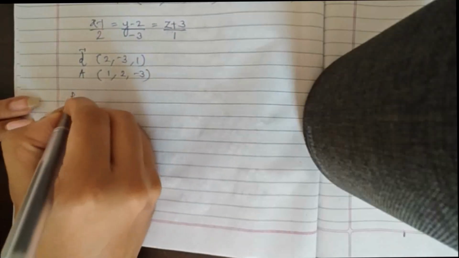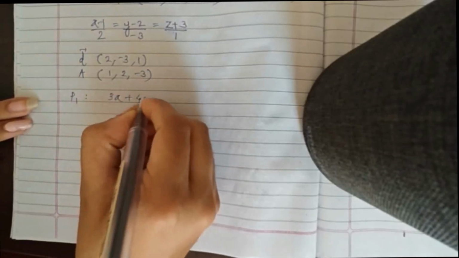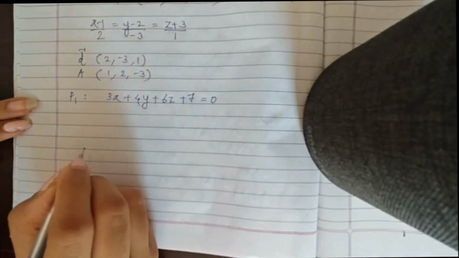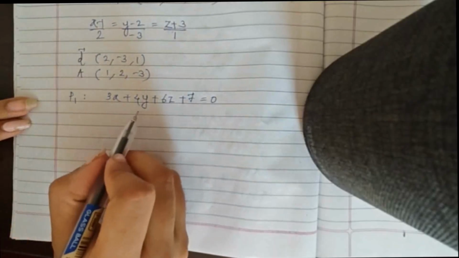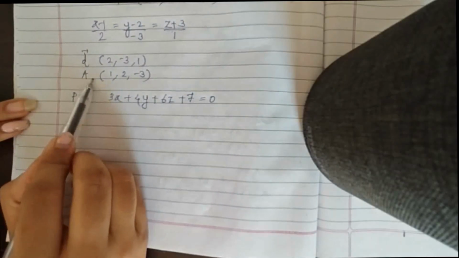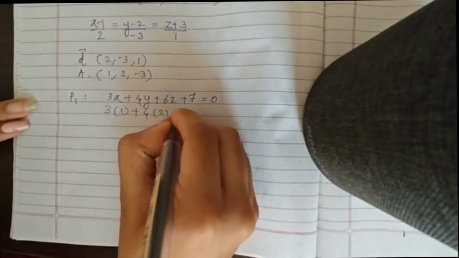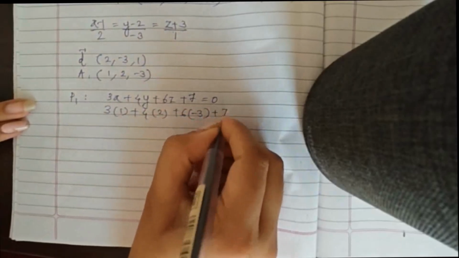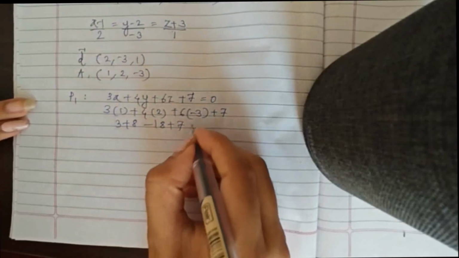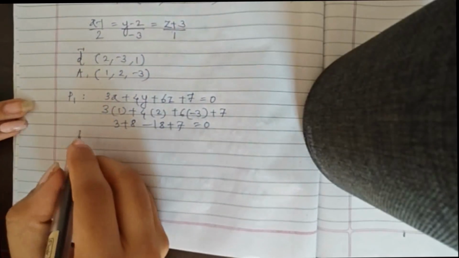The plane is also given to us in the question. Suppose it is P1: 3x + 4y + 6z + 7 = 0. It is given that the plane is rotated about the line. So let us check if the point A lies on the plane as well. 3 into 1 plus 4 into 2 plus 6 into −3 plus 7: 3 + 8 − 18 + 7 = 0. So it is verified that the point A also lies on the plane.